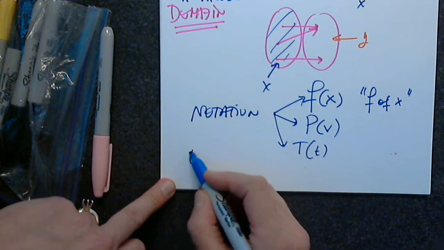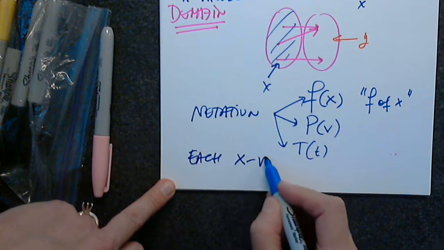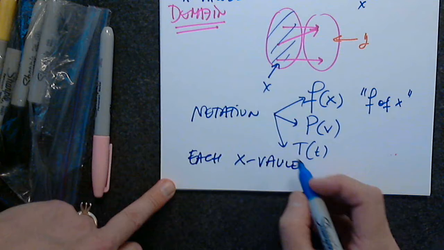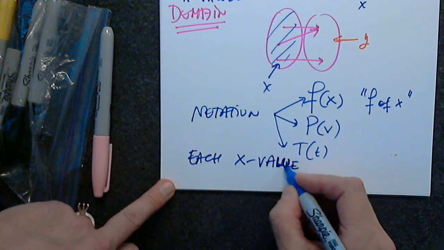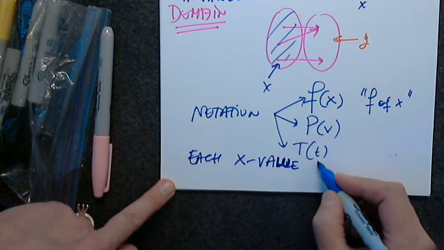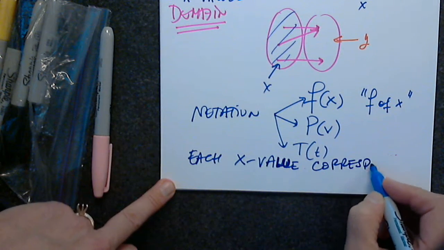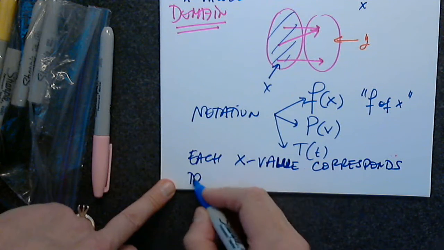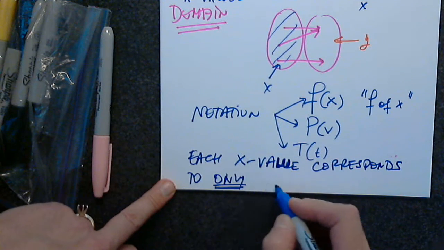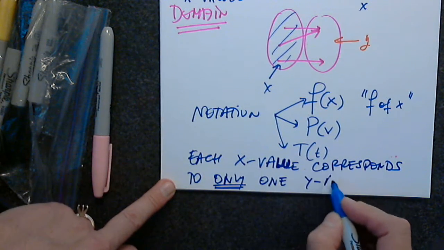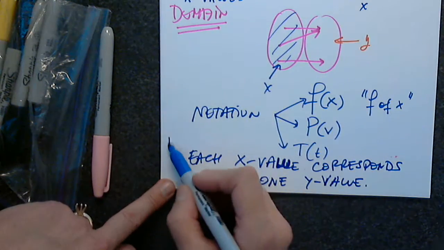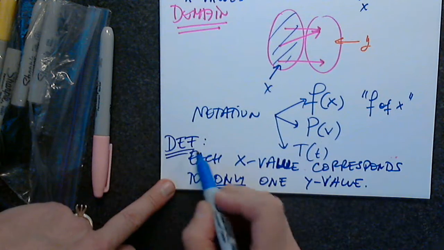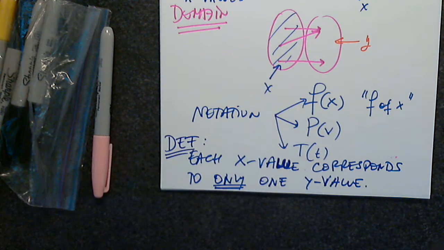One more time. Each x value corresponds to only one y value. That's a function. That's the definition. Each x value corresponds to exactly one, to only one y value.